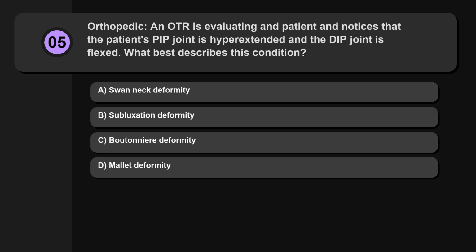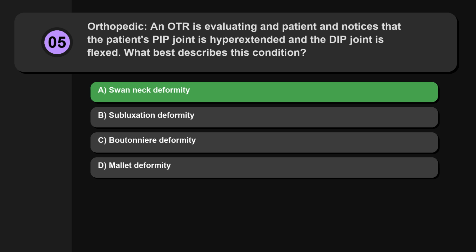Question 5. Orthopedic. An OT is evaluating a patient and notices that the patient's PIP joint is hyperextended and the DIP joint is flexed. What best describes this condition? Option A. Swan neck deformity. Option B. Subluxation deformity. Option C. Boutonniere deformity. Option D. Mallet deformity. The correct answer is option A.